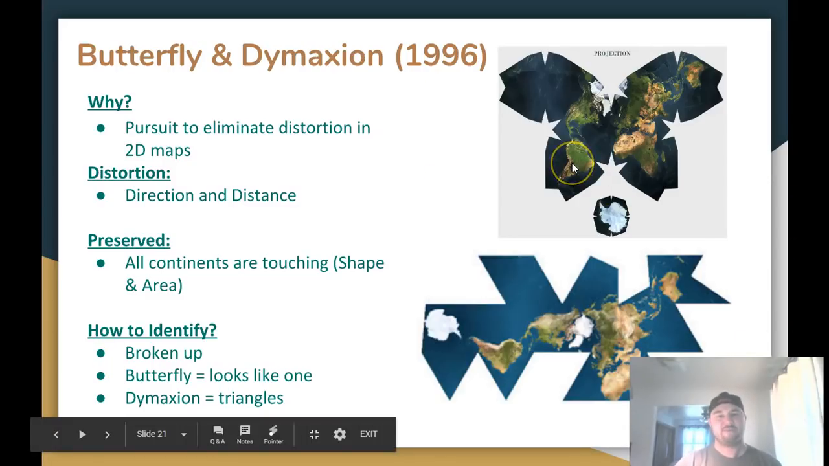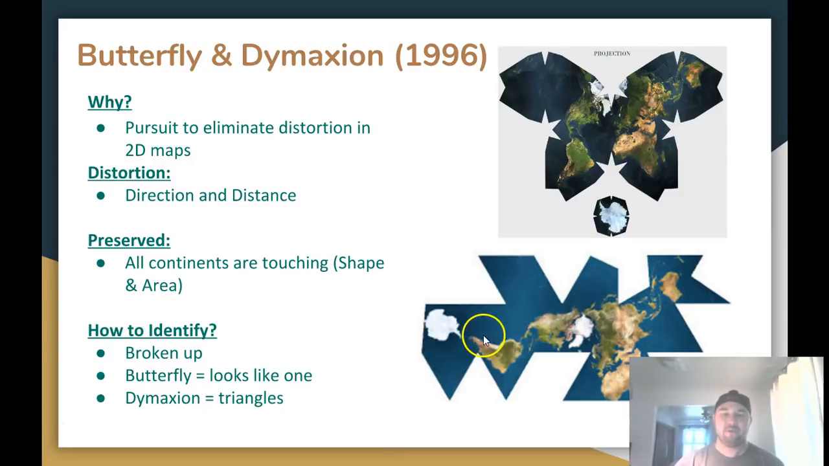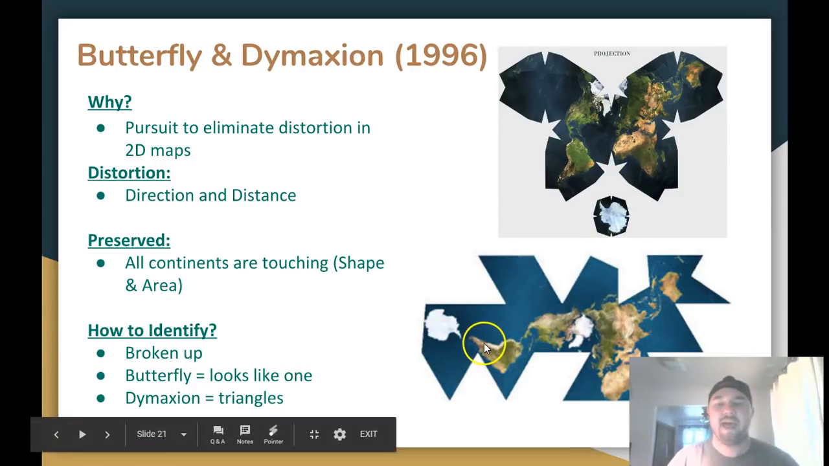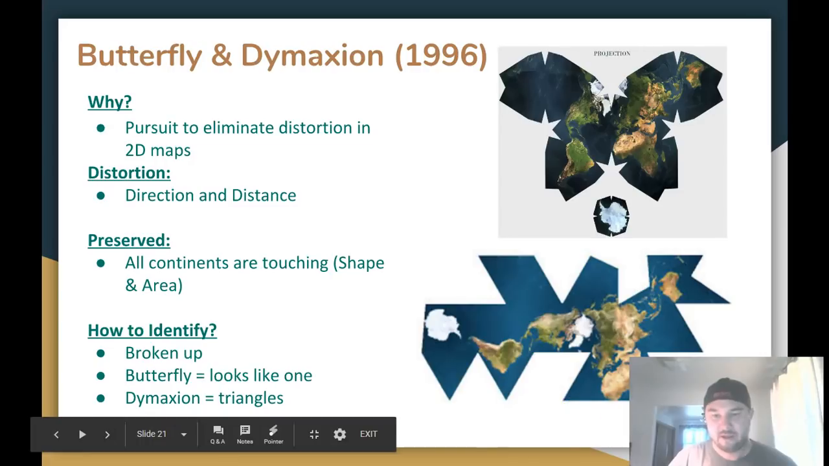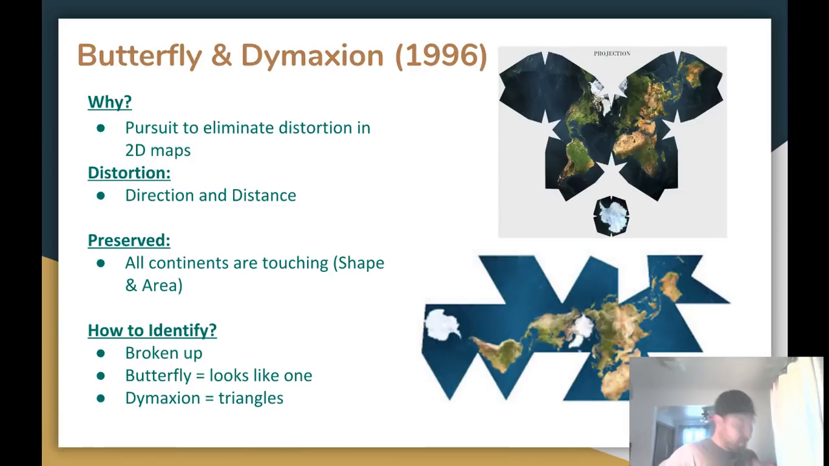Again, it's not really this far from South America to Africa. And the directions are pretty much skewed as well here. You wouldn't head to South America and then go all the way this way to get to Africa. You would just go this route. But this map really distorts that.